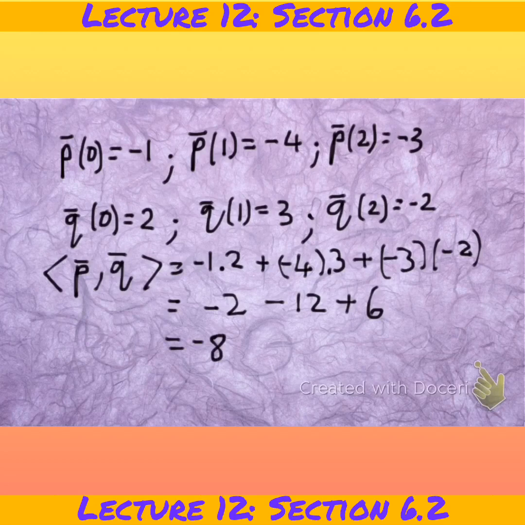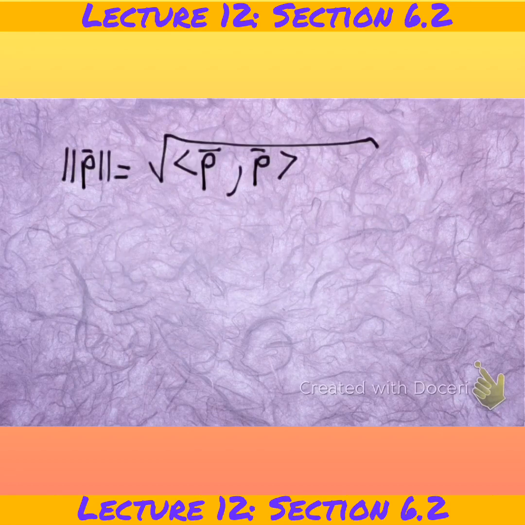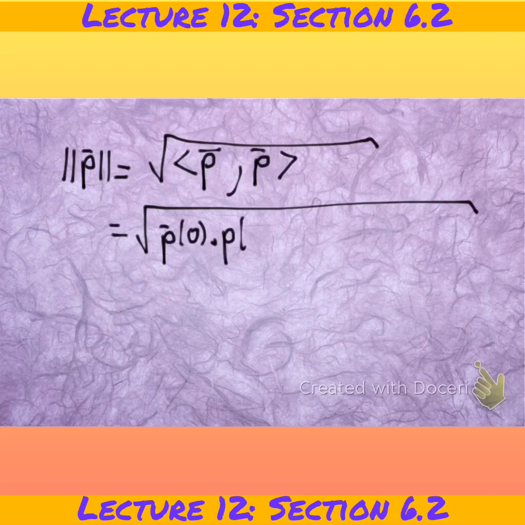Alright, now having done that, we need to just find the norm of P and the norm of Q respectively. The norm of P is the square root of the inner product of P with itself. And how does the inner product work? You take P, you evaluate it at the point 0, and multiply that with P at the point 0, plus you evaluate P at the point 1 and multiply that with the evaluation of P at the point 1.